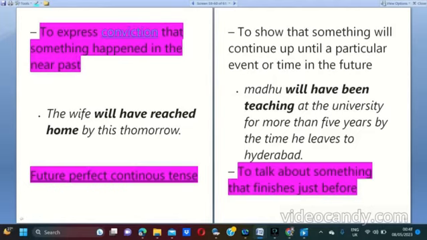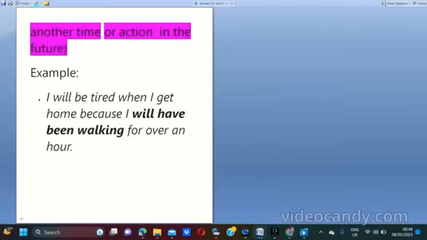See, Madhu will begin his career in 2024. He works for 5 years. That means up to 2029, he works here. I told you, up to 2029 he works here, and then he leaves campus. To talk about these kinds of situations, we use future perfect continuous tense. We also use it to talk about something that finishes just before another time or action in the future.